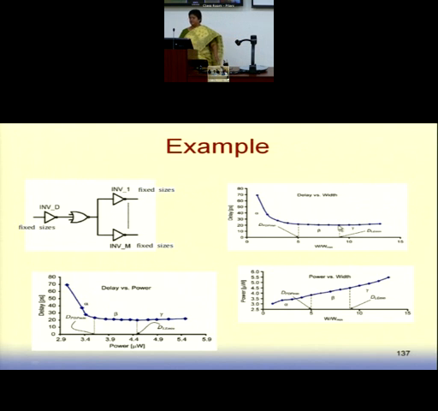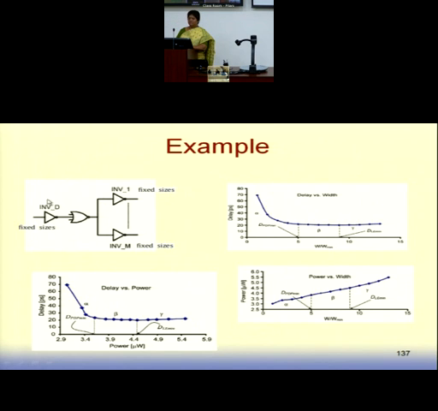So we define three segments here: alpha, beta, and gamma. Alpha where you get a sharp change, beta where you get a kind of stabilized region, and then gamma where the delay again starts increasing.